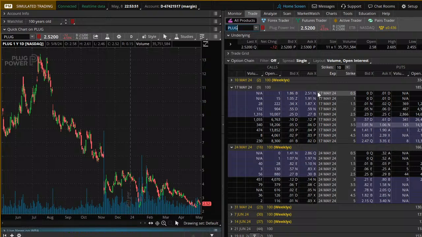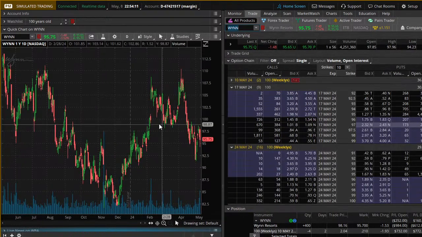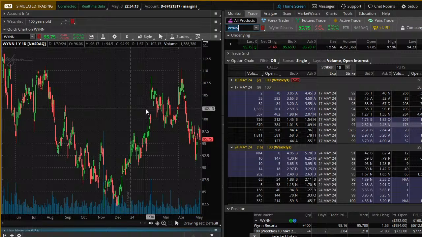How do you manage the drop? Down a bit on WYNN, but sold some good covered calls already. Let's take a look at WYNN, because I actually own some. It's at 95.70, and the 96s are still going for $1.45.